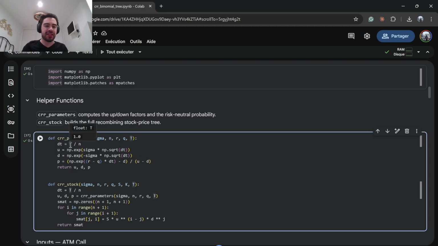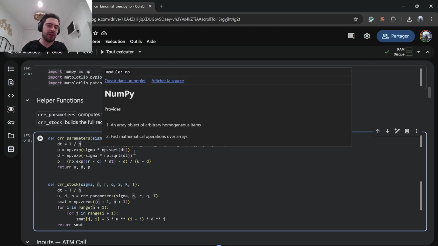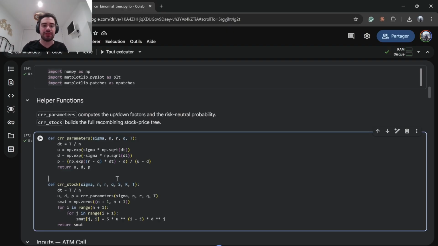So basically in this example, this is an option that expires in 1 year, so T equals 1 year. And to start, I'm using very few time steps. I'm using 4 time steps. So if I'm using 4 time steps, 1 divided by 4 is 0.25. So it's as if I was calculating the stock price in each quarter. And for example, if I would choose, I don't know, 1000 time steps, it would be, I don't know, every 30 minutes or every second.